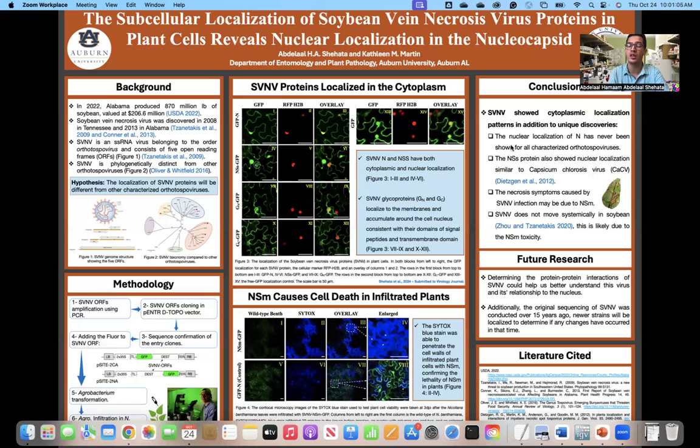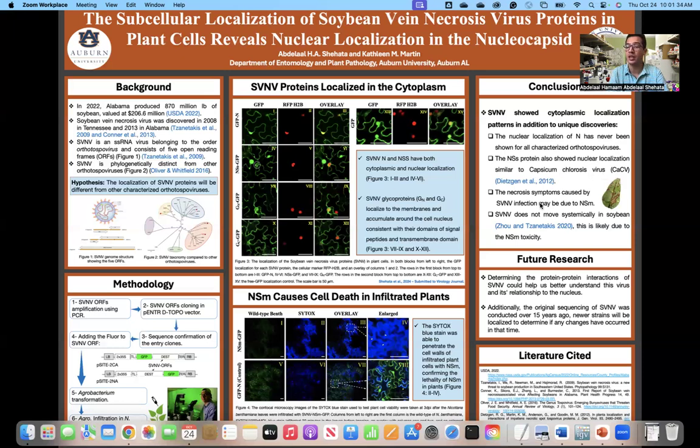So in conclusion, SBNV was actually different, and it matched our hypothesis that the protein localization of this virus was different from other characterized orthotospoviruses. The two main discoveries are that the nucleocapsid, which is the N, localized into the nucleus of the cell, which has never been shown by any other orthotospovirus. But NSS protein localizing in the nucleus actually has been shown by another virus called Capsicum chlorosis virus, found in this clade here.